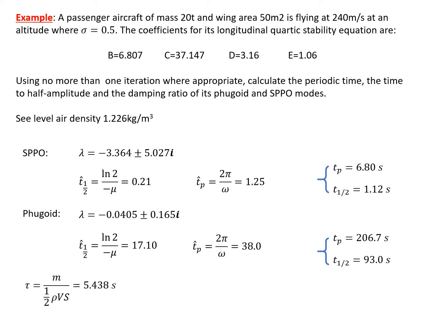So we can see the period is much larger. And for the phugoid mode, the time to half amplitude takes much longer than the time to half amplitude of the SPPO mode, the short period pitching oscillation. And so far, we have finished the longitudinal equations and how, once the quadratic coefficients are given, you get the properties of each of the SPPO mode or the phugoid mode. That's an objective for this class.